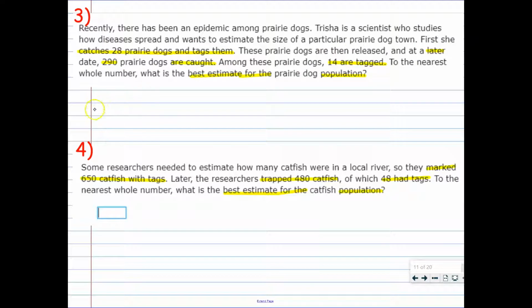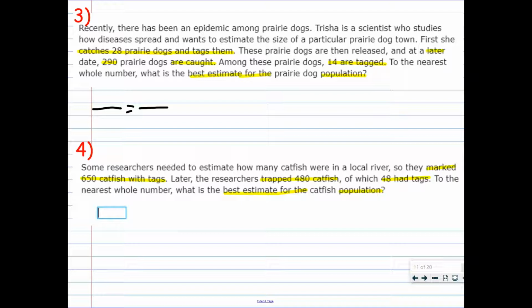Okay, now that you got that written down, let's set up a proportion. And again, you really need to actually write this part down because when you get to the IXL exercise, if you just write down the proportion, it will not help you. Okay, so now these are a little bit different. It says there's been an epidemic amongst the prairie dogs. Trisha is a scientist who studies how diseases spread and wants to estimate the size of a particular prairie dog town. So she wants to know the whole population.